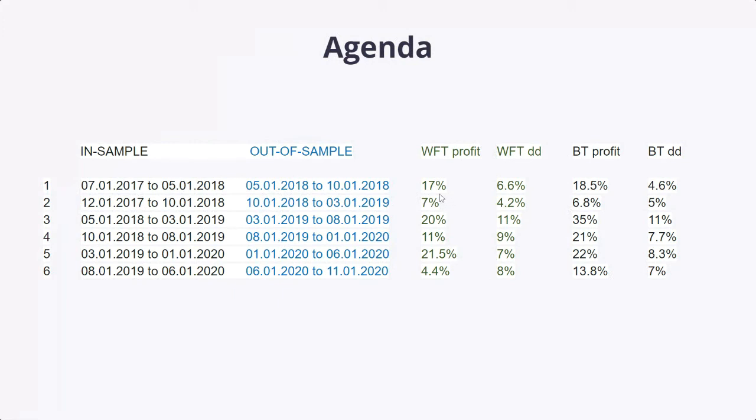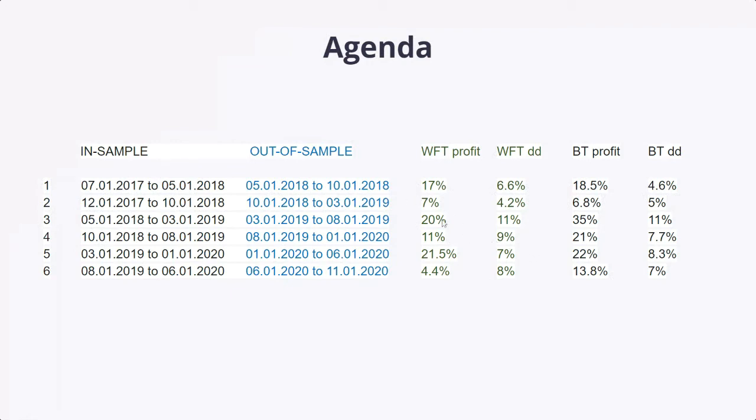WFT managed to gain 17%, whereas the backtesting gained 18.5%. The drawdown was slightly worse, 6.6 versus 4.6. But generally speaking, very close, very similar, as you can see. If you think that 17 versus 18.5 is a big difference, in my view, it isn't. It's within a very small margin here. Then let's take a look at the second set: 7%, 6.8%. And the walk forward test had a better drawdown, 4.2 versus 5. So in the first set, backtesting was better. In the second set, walk forward testing was better. But both were very similar.